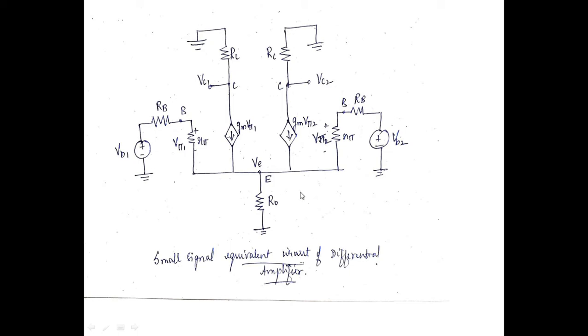The first step is to find the output voltage in the circuit, and then the common mode gain and differential mode gain are going to be calculated. From the common mode gain and differential mode gain derivation, we are going to find the CMRR of a differential amplifier.